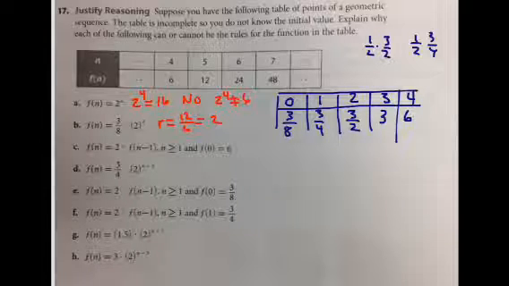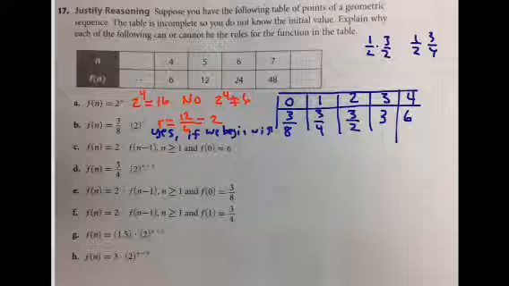So B says that the initial number is 3/8. Well, it would be 3/8 if n is 0. So this one I'm going to say yes if we begin with n equals 0. Because there it is, 3/8.